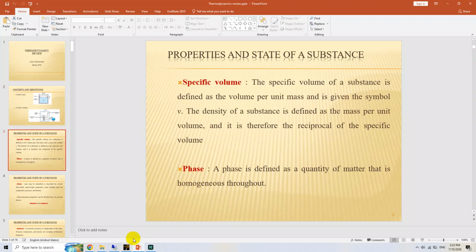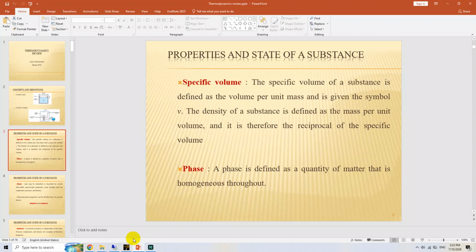Next, we have some definitions that are important in thermodynamics. First is specific volume. Specific volume is defined as the volume per unit mass, which is denoted by the Greek letter nu.